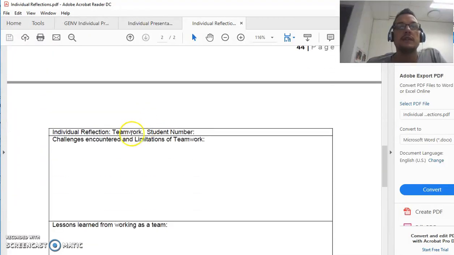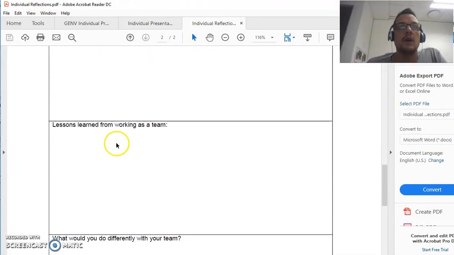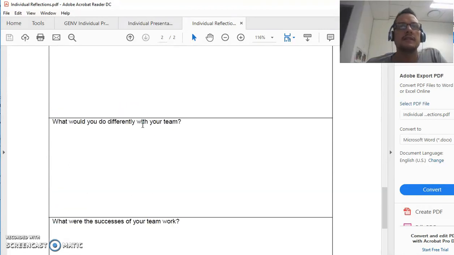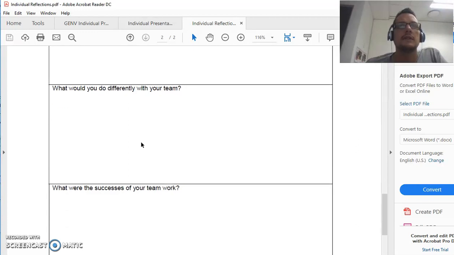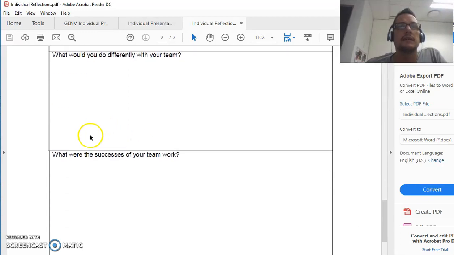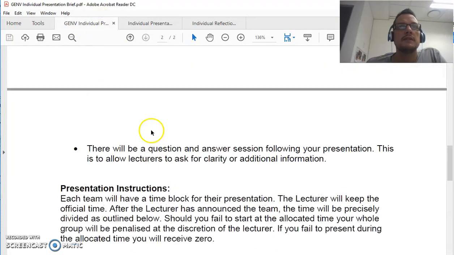We then have a look at teamwork. So what were the challenges that you encountered and the limitations that you had with teamwork? What were the lessons learned from working as a team, and what can you do differently next time you have group work? Because you have group work a lot. Even in the business environment, you'll always be working with others. You'll never be working alone. And then what were the successes of your teamwork? So that's all that we're expecting.